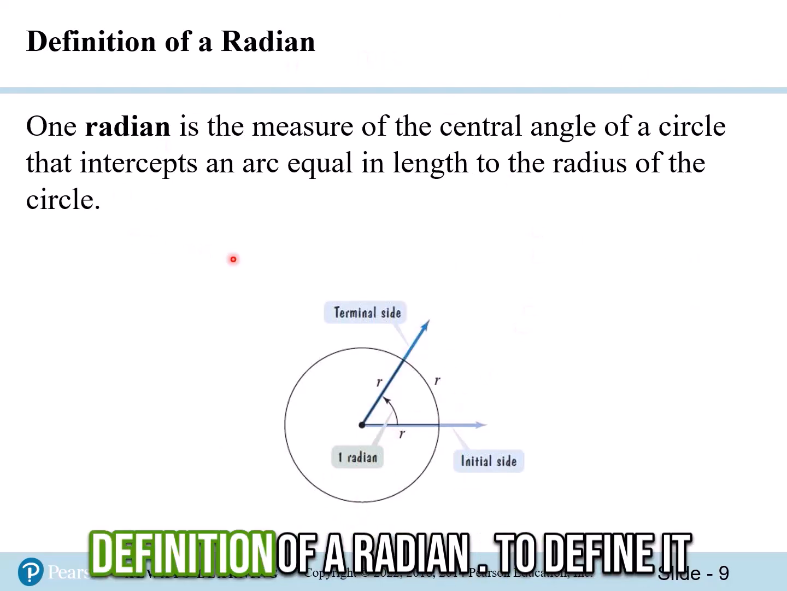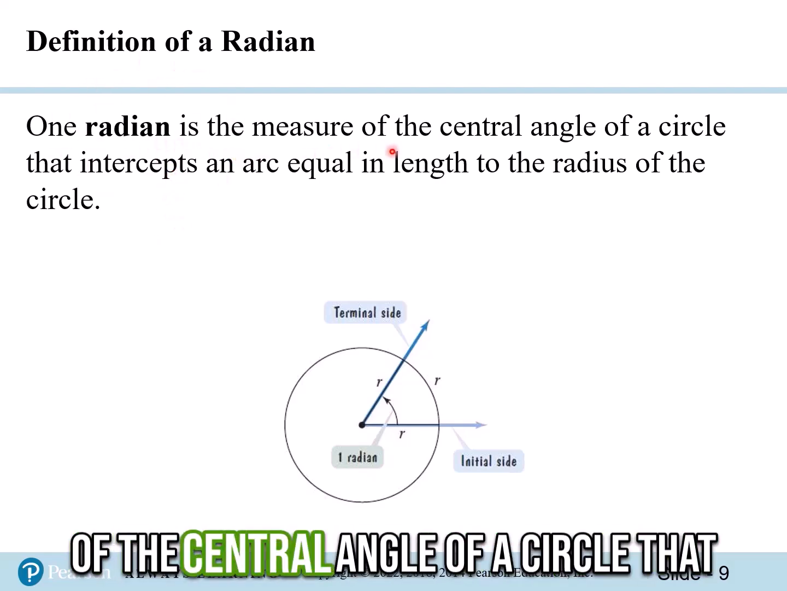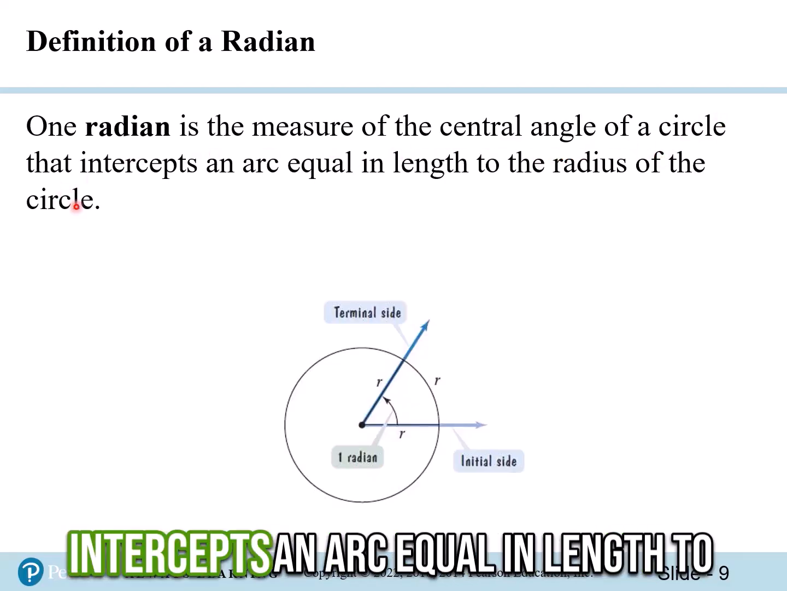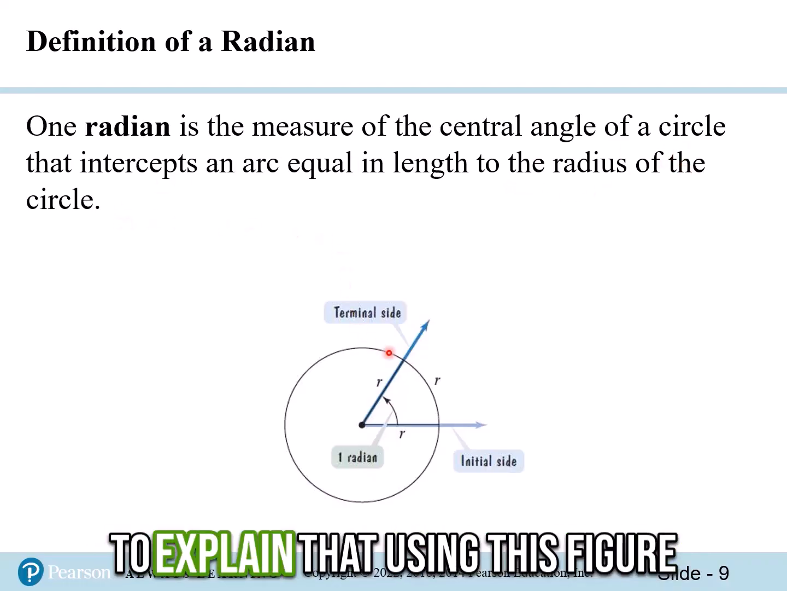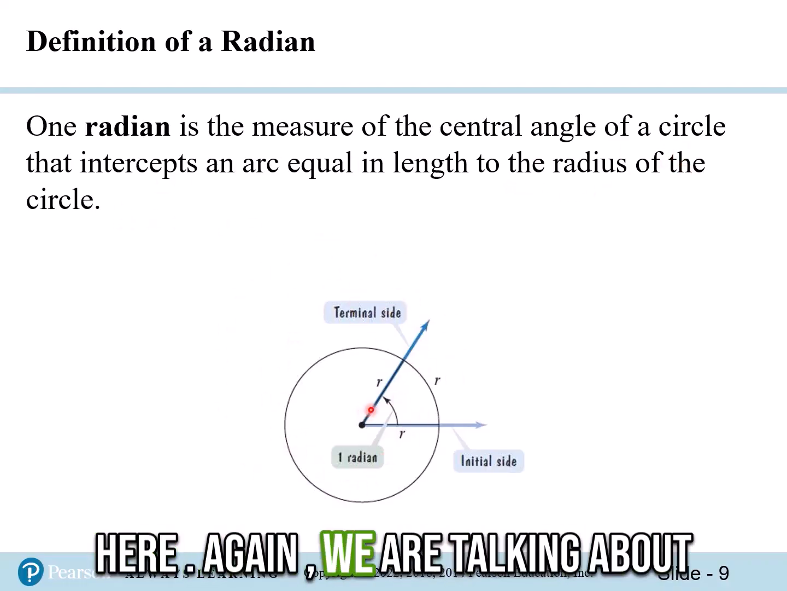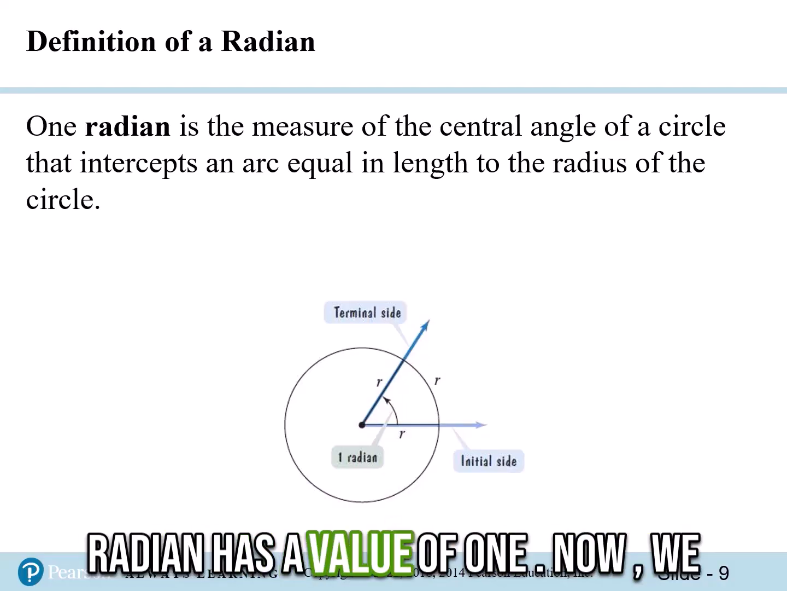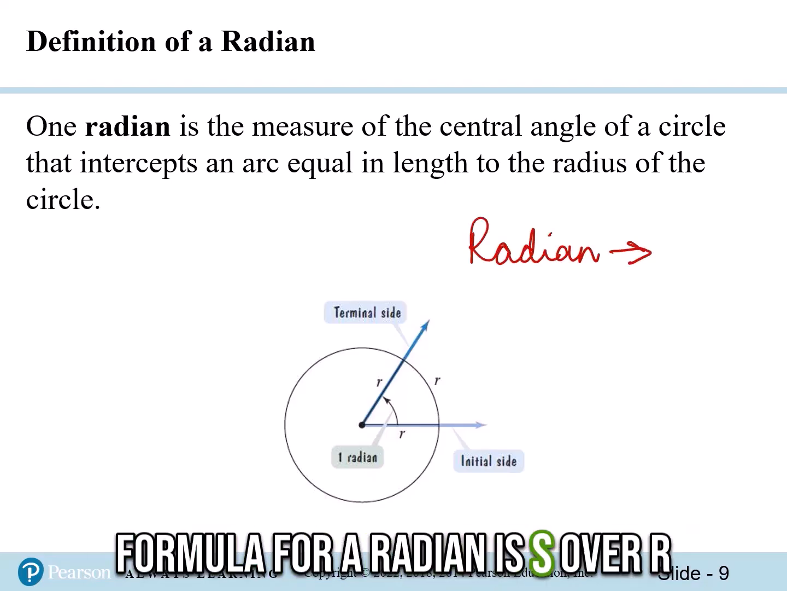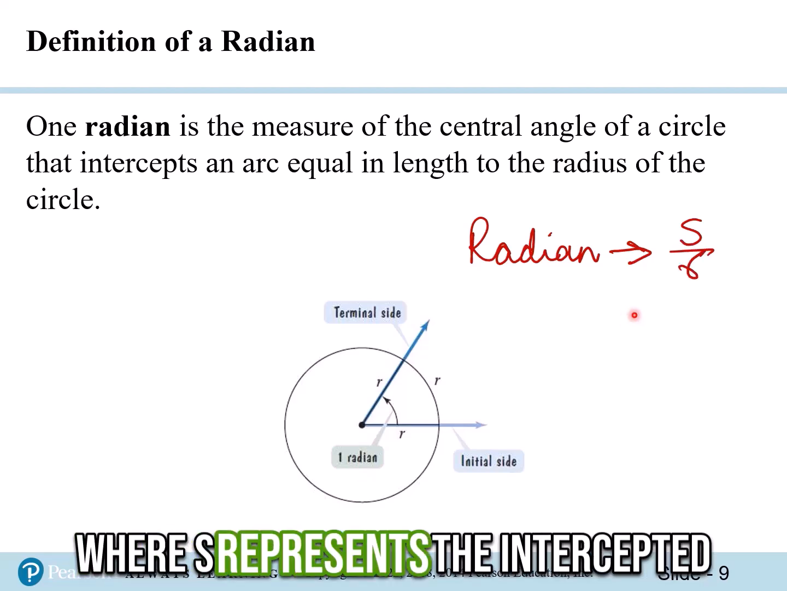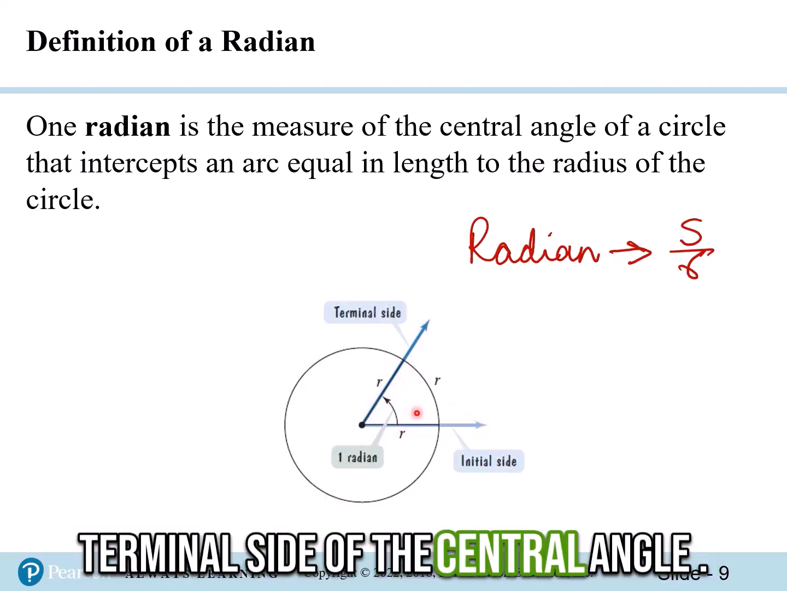Now let's look at a formal definition of a radian. To define it, we'll try to understand what 1 radian is. 1 radian is the measure of the central angle of a circle that intercepts an arc equal in length to the radius of the circle. Let me try to explain that using this figure here. Again, we are talking about 1 radian. That means when the radian has a value of 1. Now, we learned previously that the formula for a radian is S over R, where S represents the intercepted arc between the initial side and the terminal side of the central angle.